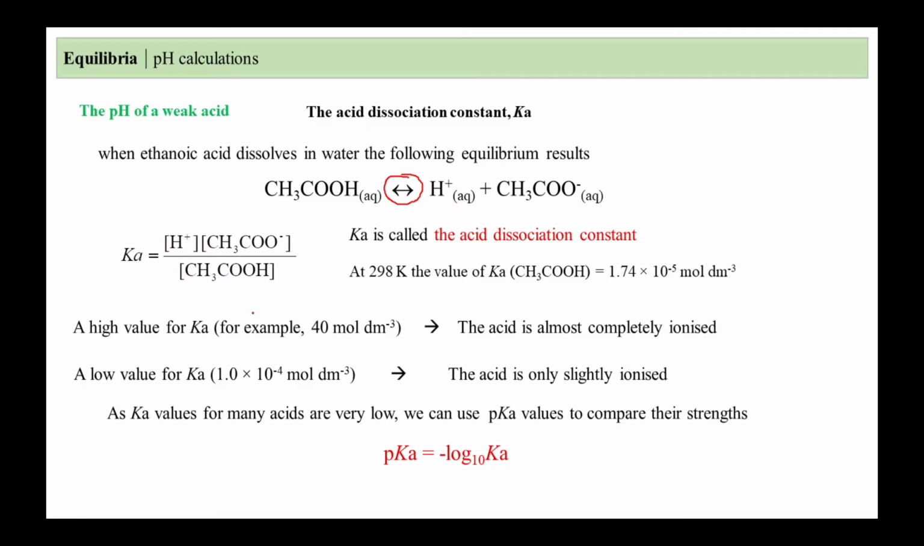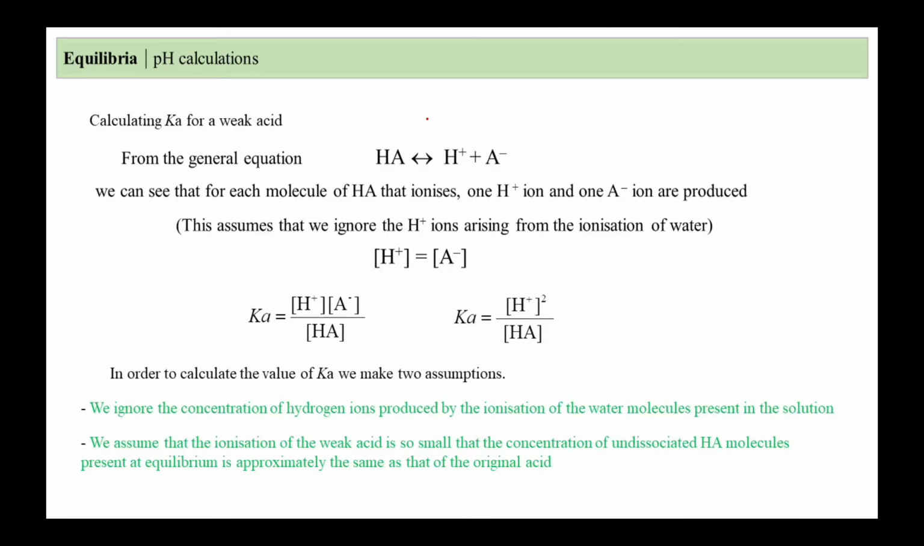Then we can say that an acid will be completely ionized if its Ka value is, for example, equal to 40 mole per decimeter cubed. Now, since the values of Ka are very small, we introduced another constant which is called pKa and which is equal to negative log to the base 10 of the value of Ka. Let's see now how to calculate the acid dissociation constant for a weak acid.